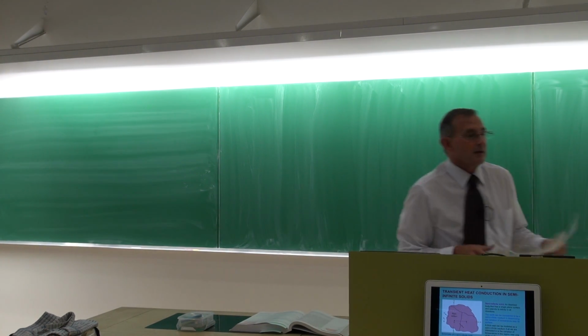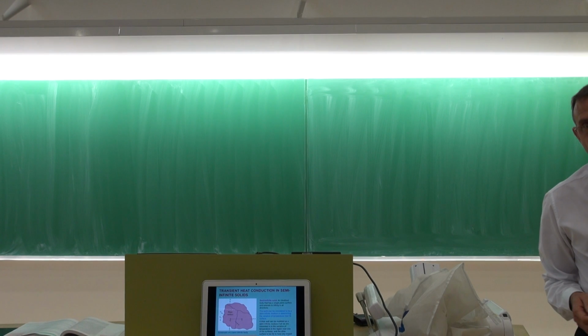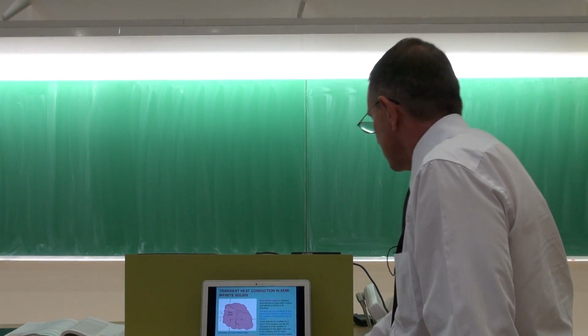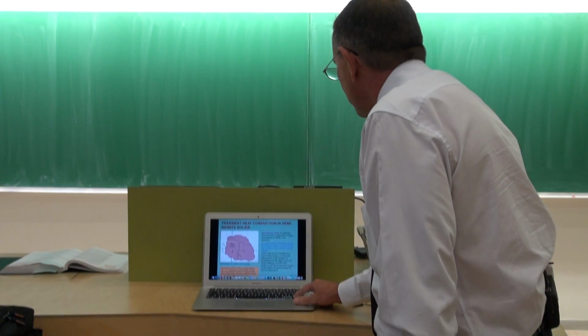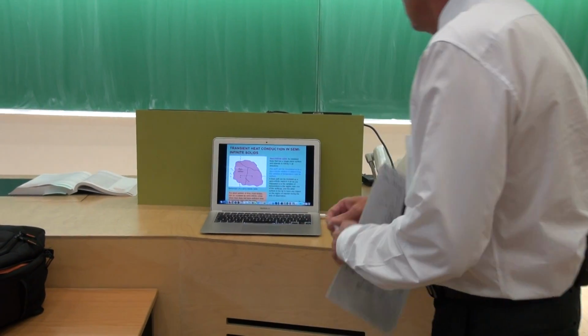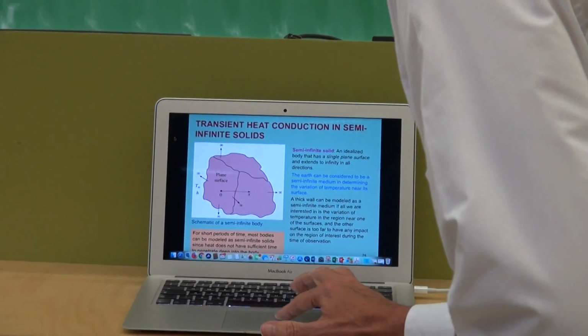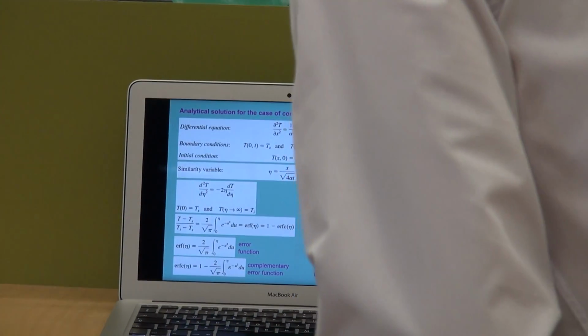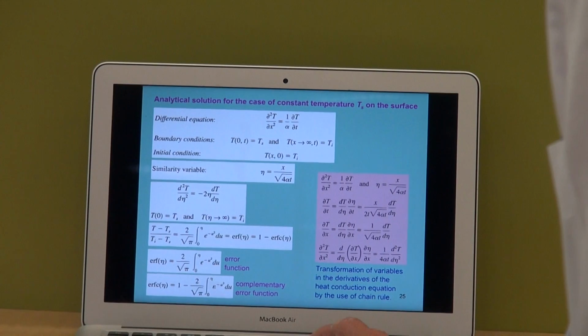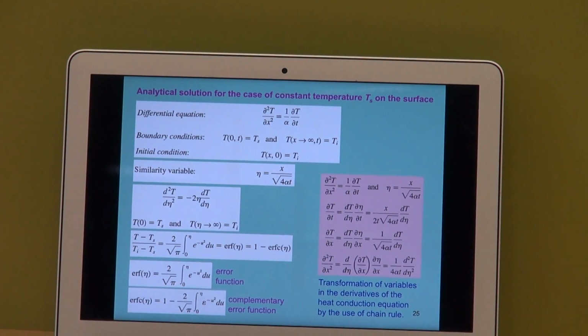Now, if we just look at the PowerPoints, and you will find these equations in your textbook. There you go. Okay. So we start with a differential equation. There it is given. And the boundary conditions and initial conditions.